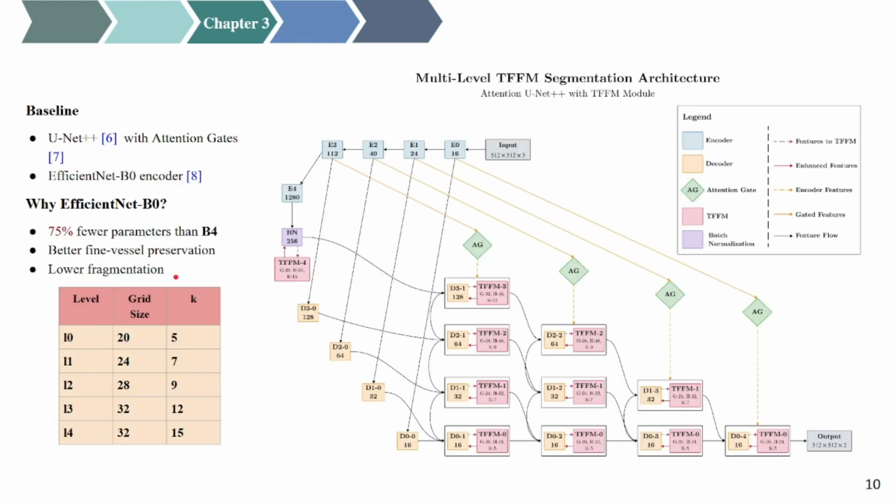Let us look at how we built the model. We ran a systematic comparison of architectures like UNet, TransUNet, and SwinUNet, where UNet++ with attention gate gave us the best baseline of 91% Dice score. Interestingly, we also used an EfficientNet-B0 encoder, and it outperformed the B4, suggesting lighter encoders preserve spatial detail better for topology tasks. TFFM was inserted at multiple decoder levels with adjusted grid size and neighbor counts to efficiently capture the global context.